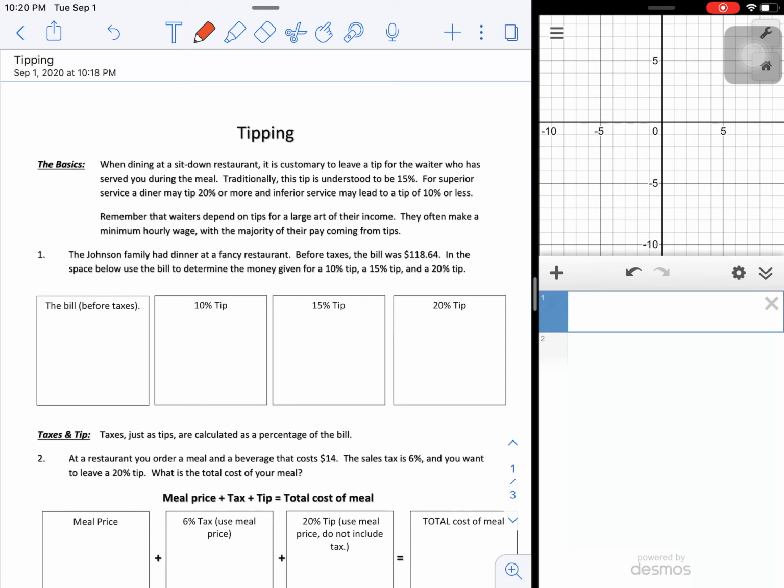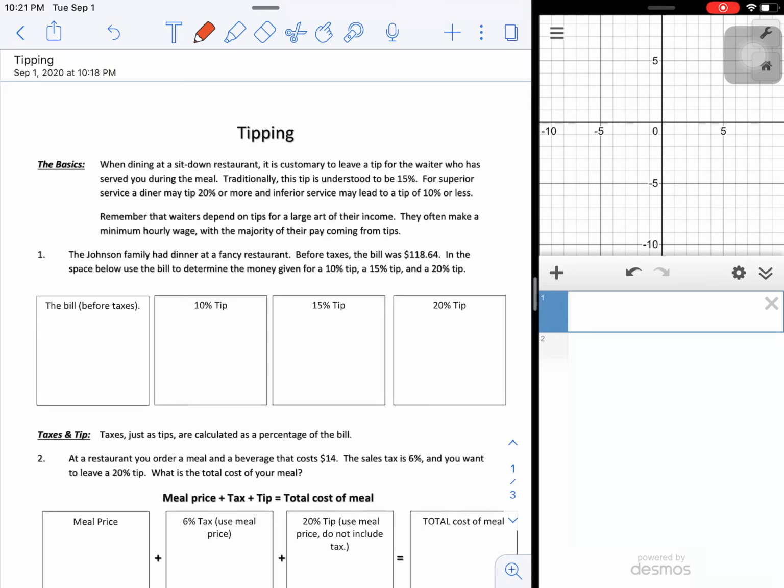When you tip, you're supposed to give a tip based on how you felt the service was. But you also don't want to tip too little because these servers rely on that money. They don't make a very high hourly wage, so you want to give them a good tip so that they can obviously live on that money.